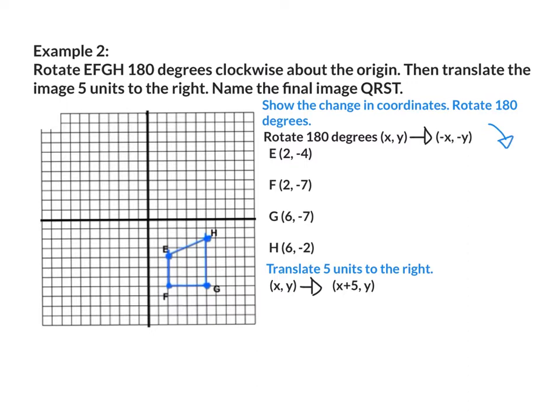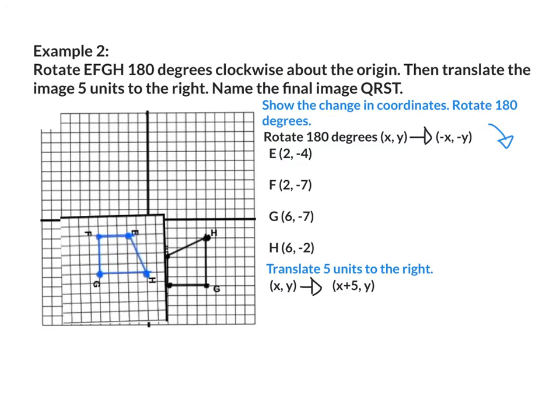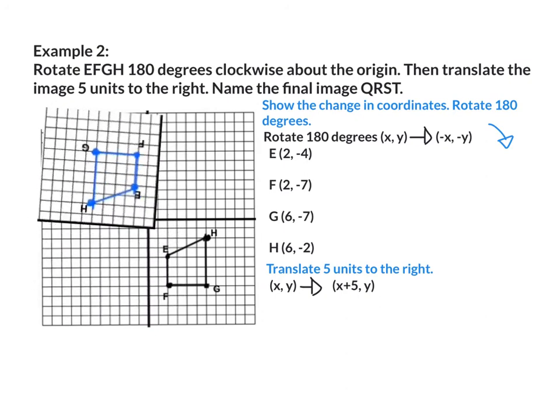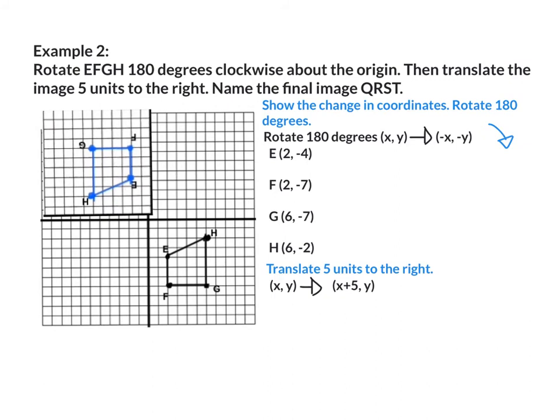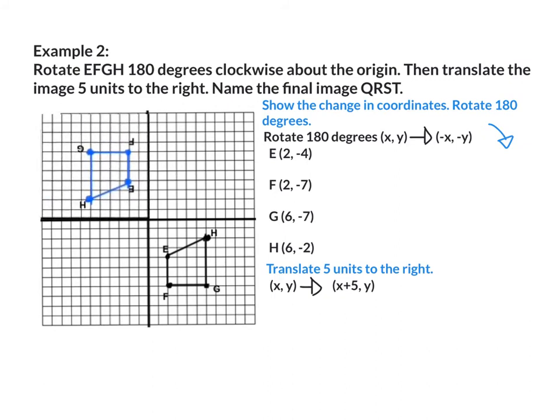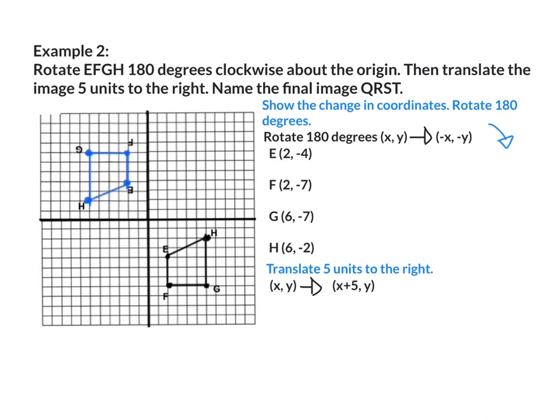Now 180 degrees means I'm going to be turning my image 2 times. So I'm going to turn my image 2 times to the right. So this is the first turn. This is the second turn. So now I'm going to label my new coordinates. So I have E prime, I have F prime, I have G prime, and H prime.